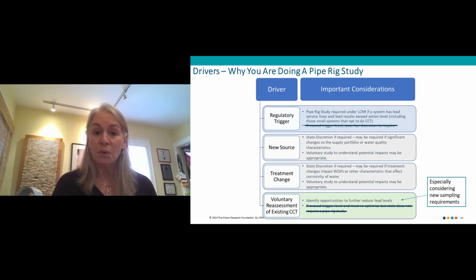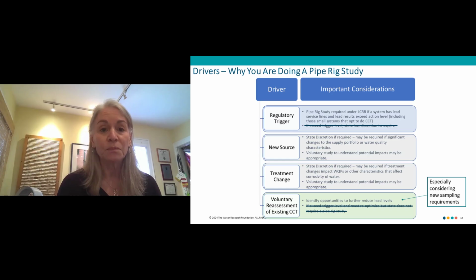So really, what we're seeing is a lot of the utilities that we've done the case studies on here are in this voluntary reassessment category, especially considering their area of interest under the LCRR, the new monitoring requirements that are going to require you to sample more lead service line homes. And at the fifth liter, they are proactively wanting to do a voluntary reassessment of corrosion control. So the manual talks through these types of drivers that you could consider for your system, which are most appropriate.